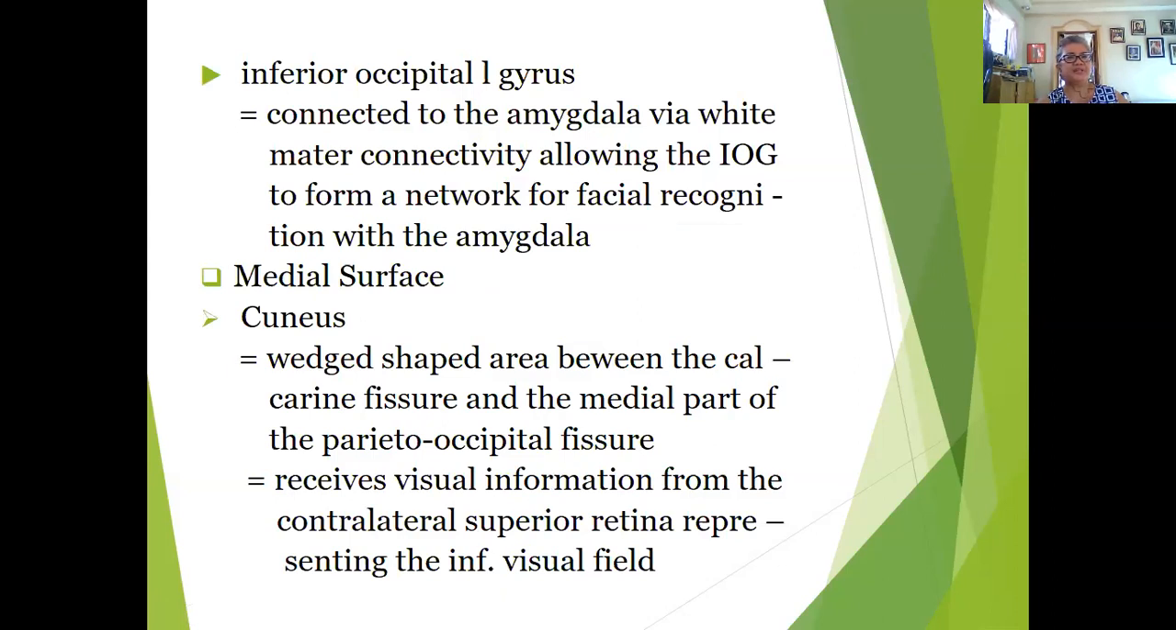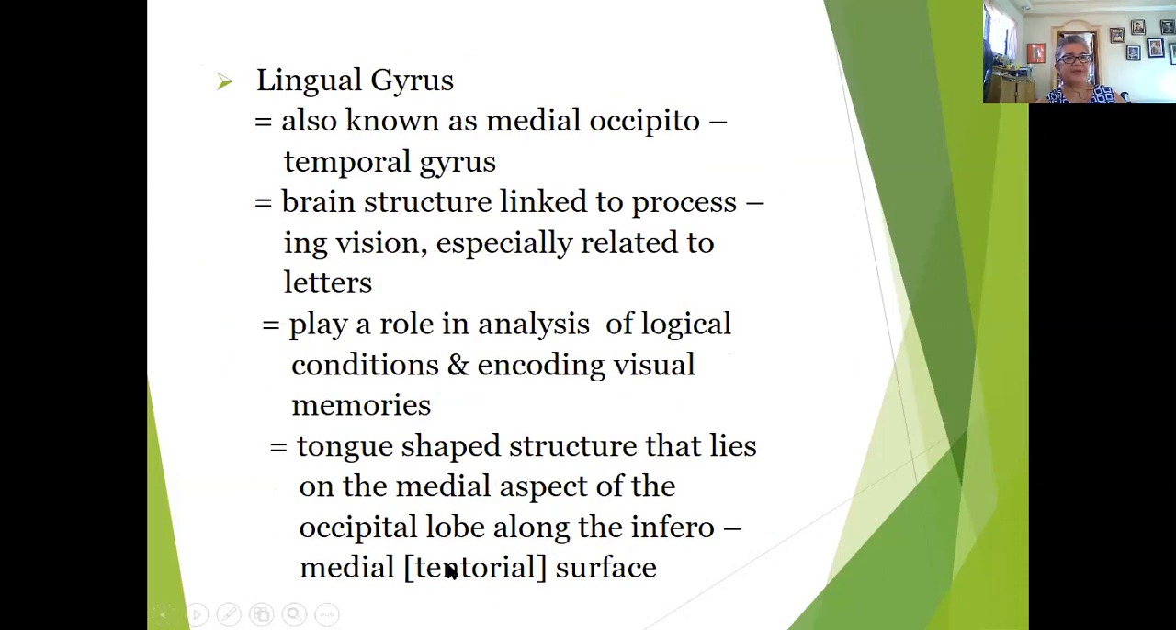The inferior occipital gyrus is connected to the amygdala via white matter connectivity, allowing the inferior occipital gyrus to form a network for facial recognition with the amygdala. Now, on the medial surface of the occipital lobe, you will see the cuneus, which is a wedge-shaped area between the calcarine fissure and the medial part of the parieto-occipital fissure. This will receive visual information from the contralateral superior retina, representing the inferior visual field.